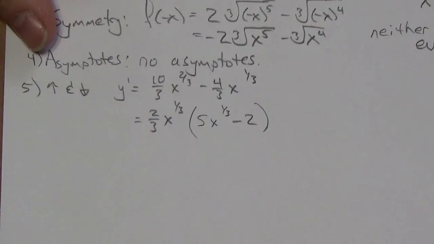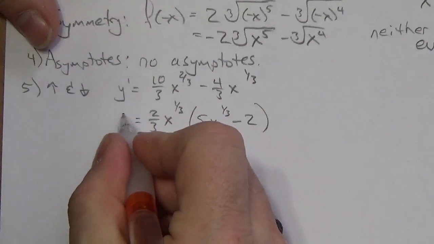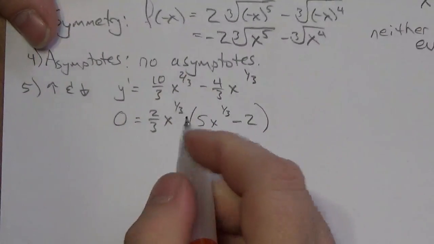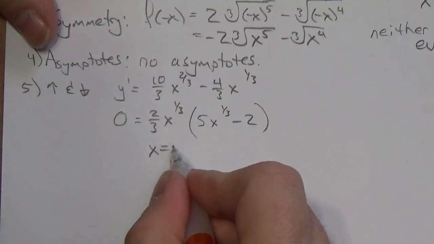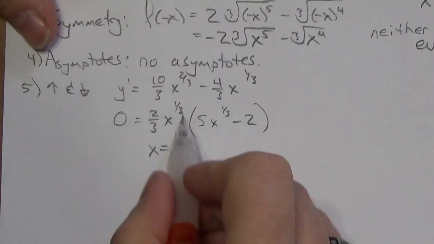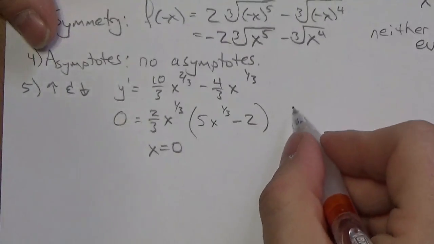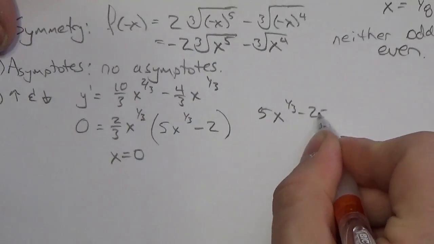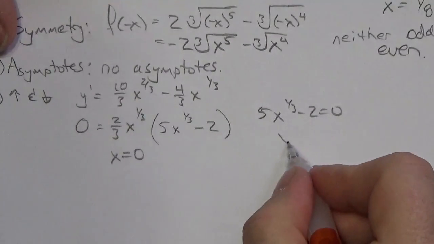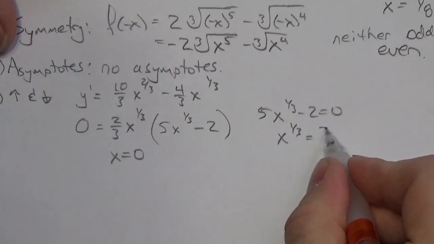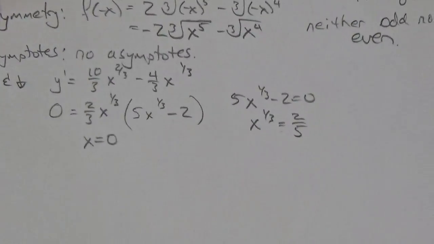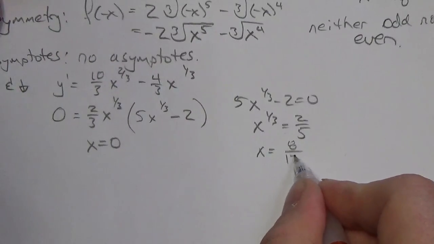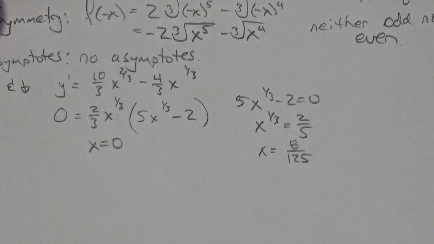Good. So now when we set this equal to 0, when we replace the y prime with a 0 to look for where this thing changes signs, first of all, it's going to change signs at 0. It is also going to change signs where this factor goes to 0. Now let's just take a quick look at that. Okay, so 5x to the 1/3 minus 2 is equal to 0. We'll bring the 2 over, divide by 5. So x to the 1/3 is going to equal 2 over 5. And now cube both sides, and that's going to occur where x is equal to 8 over 125.